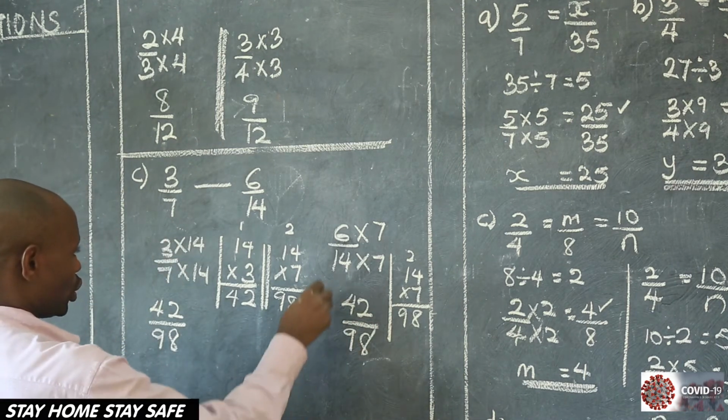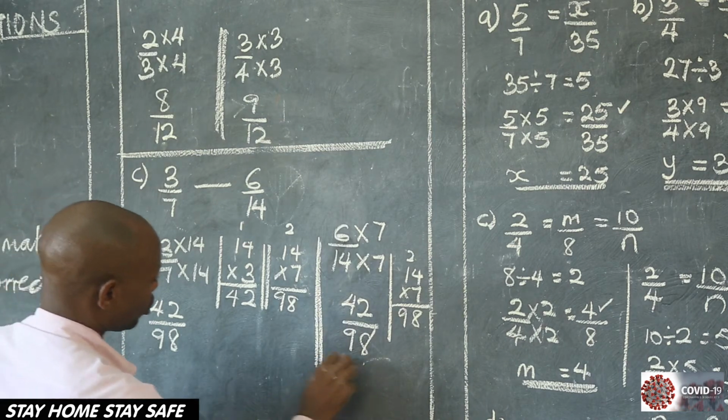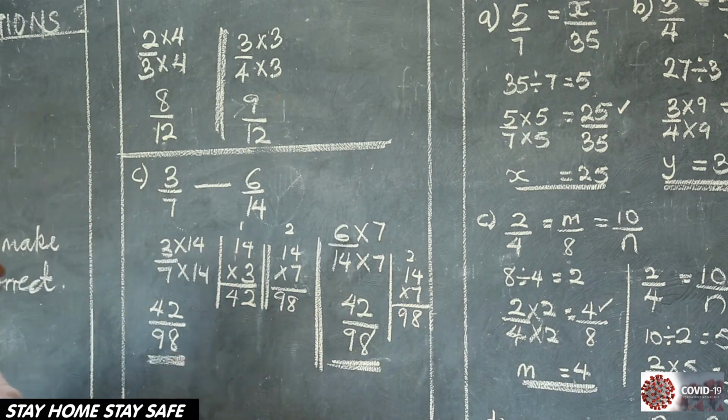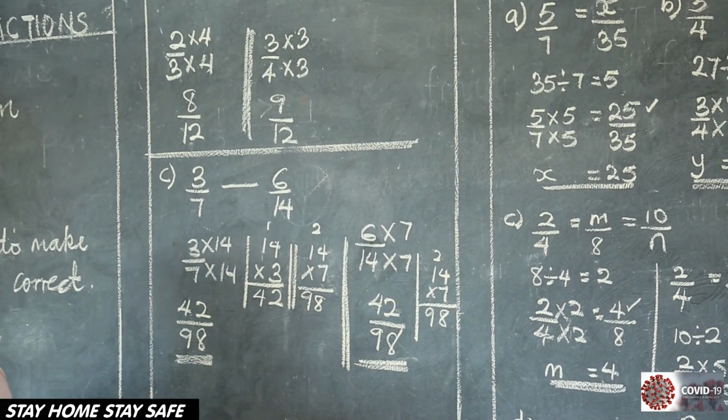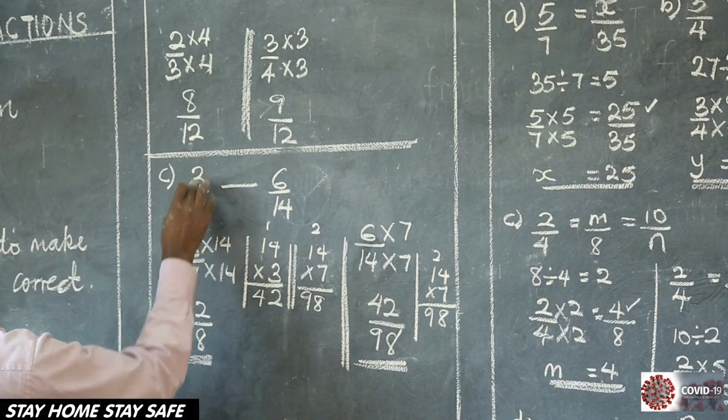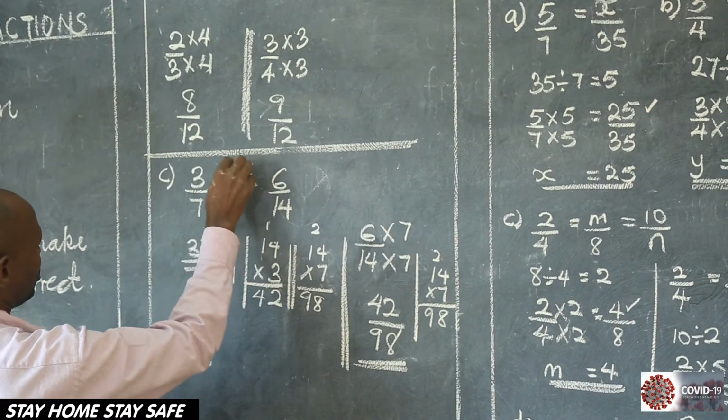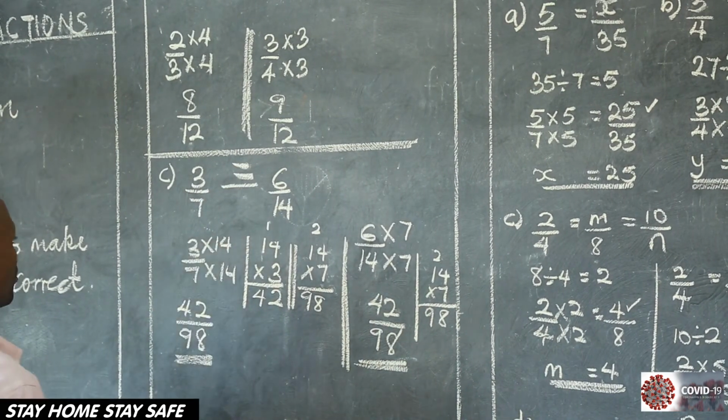So when we are comparing, we shall compare this and this. 42, 42. What are they in value? 42 and 42 are equal in value. So we shall use equal signs. This one is equal to this one. This fraction is equal to that one.